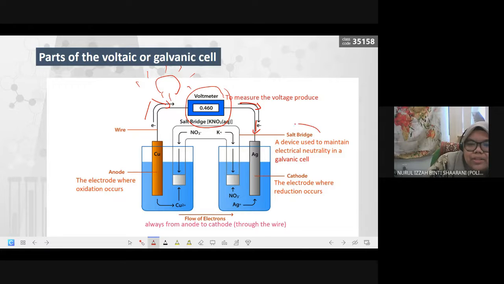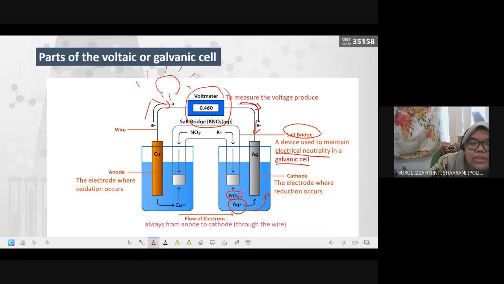So salt bridge, okay, a device to maintain electrical neutrality in a galvanic cell. So how does it maintain the electrical neutrality? By allowing the ions present to move to the respective electrode. For example, Ag plus is a cation, so it will move to the cathode. Nitrate is an anion which is formed from the ionization of our electrolyte.